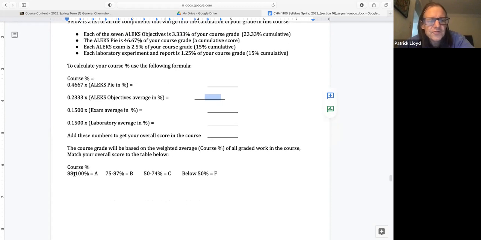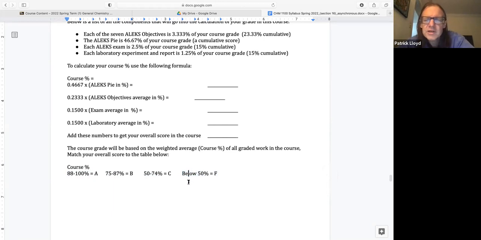And then here's the course breakdown. If you're between 88 and 100, you get an A. If you're between 75 and 87, you get a B. If you're between 50 and 74, you get a C. And if you're below 50, you get an F. Okay, so no A-minuses, no pluses or minuses.